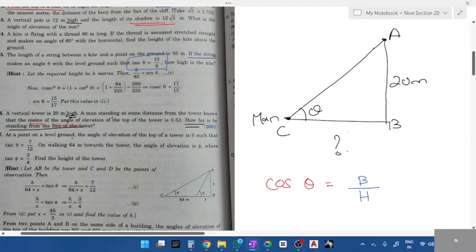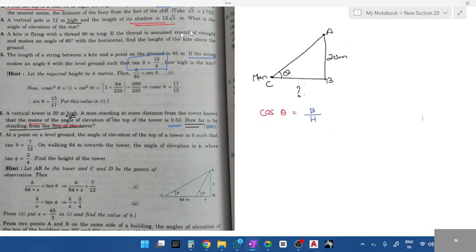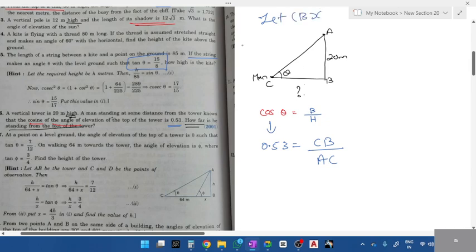They have mentioned the word cos theta and the value is given. What is the value given? Cos theta value is 0.53. So you'll have an equation here. Look at cos theta, that is 0.53 given. In place of cos theta, 0.53 is equal to base, take it as CB, divided by hypotenuse, AC. Here just mention let CB be X, students. Take this as X.